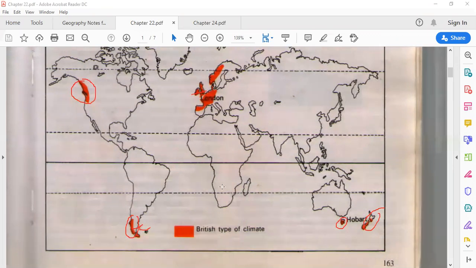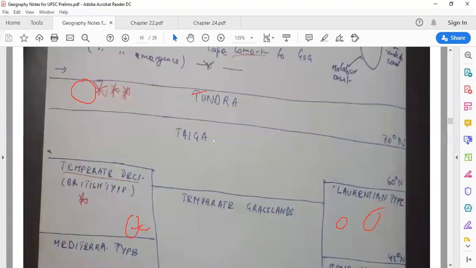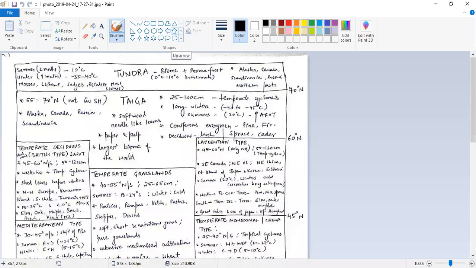What else? We have seen the British type of climate, taiga and tundra. Just like Laurentian, taiga is only confined to the northern regions. It is not there in the southern region. This you have to understand. It is confined to the northern regions between 60 degrees north and 70 degrees north, and above that you have tundra. Tundra, we know, has extreme cold temperature, and tundra is there in both north and south. So these were the important features which you had to remember. Taiga is known as the largest biome of the world. Again, it is not in the southern hemisphere, which you have to remember.